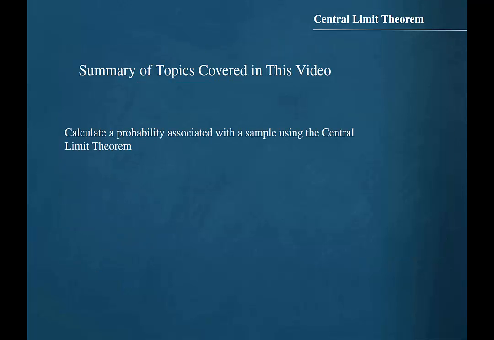In this video, we learned how to calculate a probability associated with a sample using the central limit theorem.